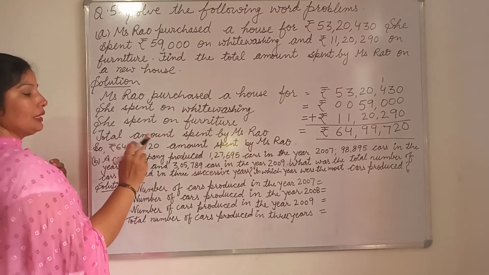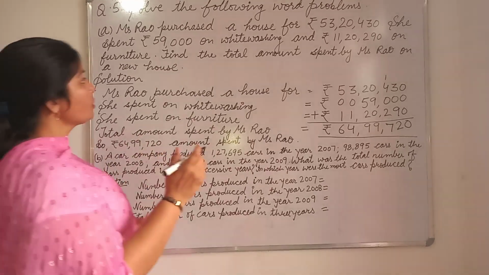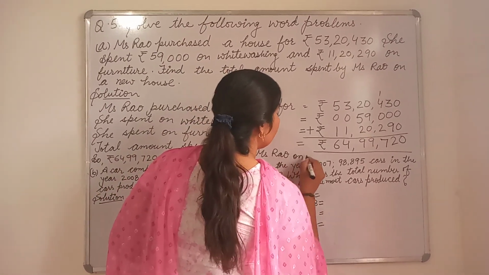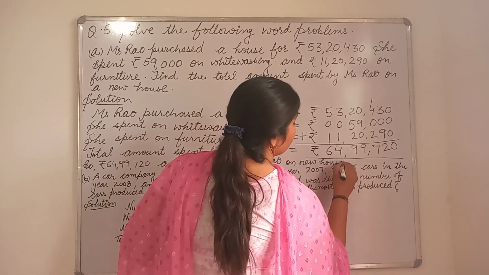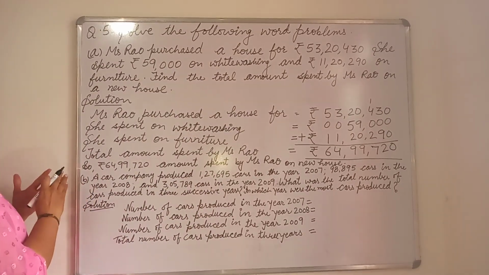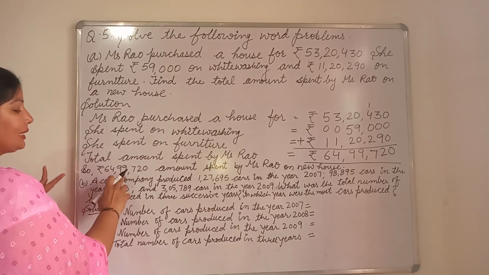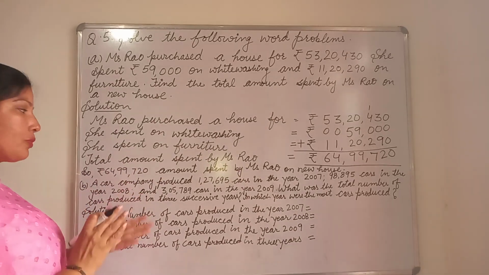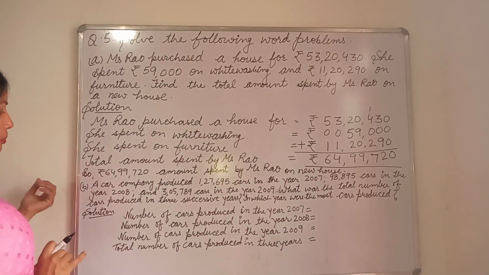So Miss Rao spent this amount on house. Okay, here also on new house. After the spent by Miss Rao on new house. Okay, or you can write like this. So Miss Rao spent rupees 64,99,720 on new house. Like this sentence you also can make. That's also correct. Okay. Now next B part.